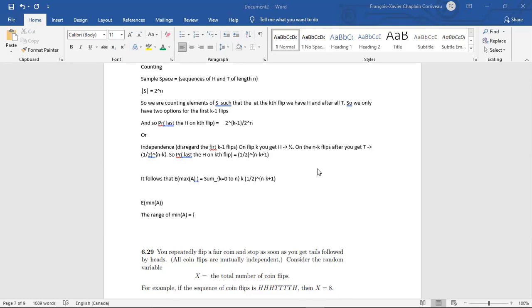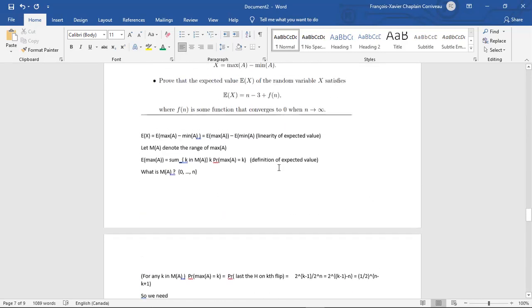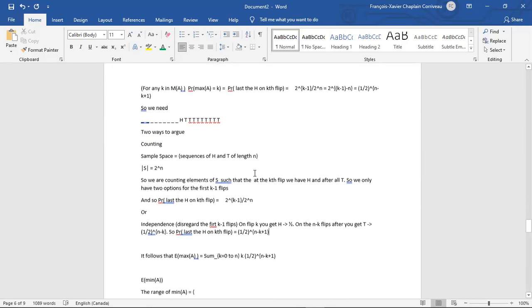Good question. So disregard the k minus 1 flip. Maybe I should make a formula. The point is, this formula is valid for k greater or equal to 1. And I think that's the point he's making.